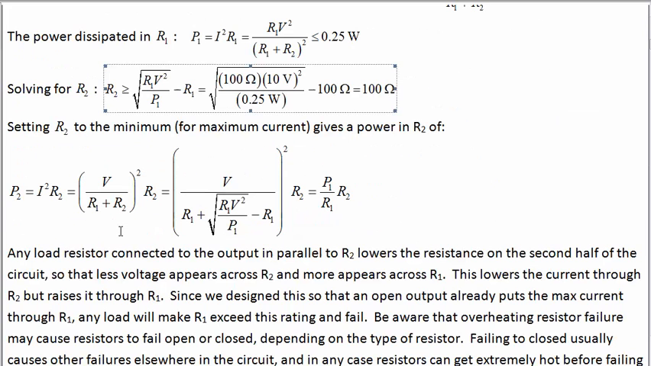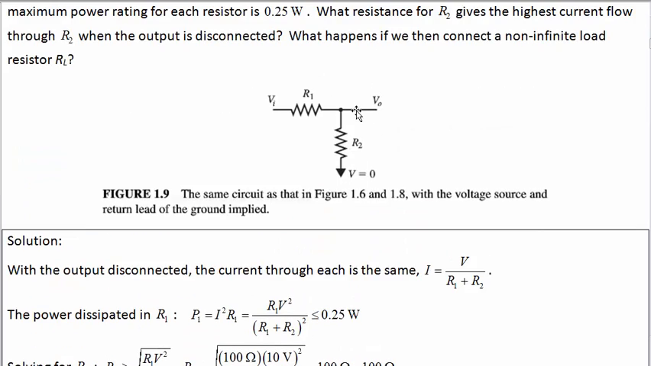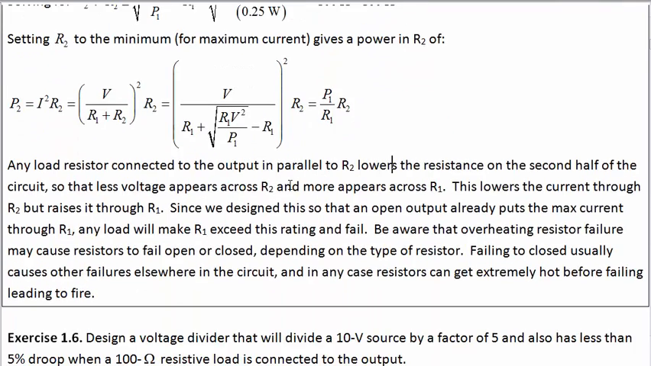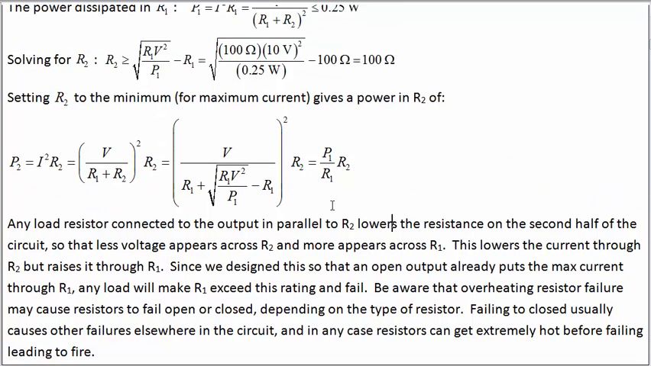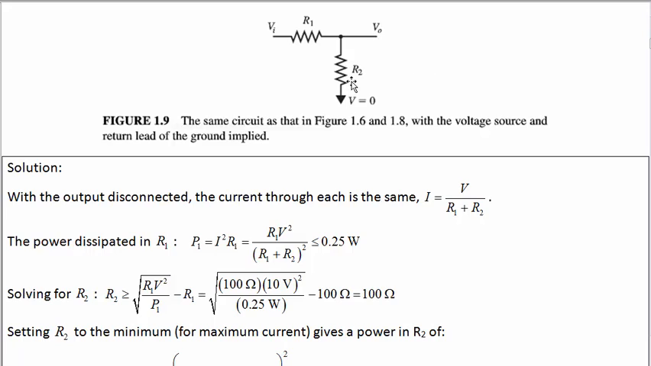All right, so going on to the second part of the question, what happens if you add a load resistor? Coming back to the case where R1 and R2 had to be equal for the exact numbers that the question was using, any load resistor is going to lower the resistance on the second branch of the circuit. This is going to increase the total current going through, and since R1 was already at its limit, that's going to push it over the power limit.